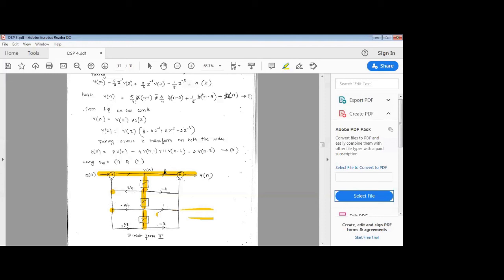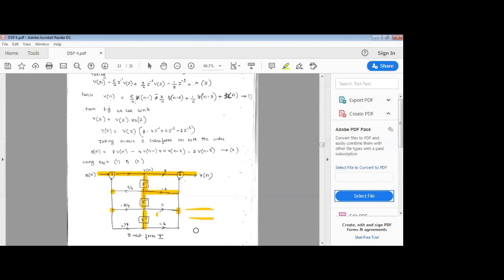8 into v of n, of course, 8 as it is, into v of n, then minus 4 into v of n minus 1. V of n minus 1 is here, which has to be multiplied with minus 4, of course, minus 4. And I can write a summing point at the end. Okay. Then minus, that is plus 11 into v of n minus 2. I can write a summing point here, summing point. Okay, that will become v of n minus 2 into 11, then minus 2 into v of n minus 3.